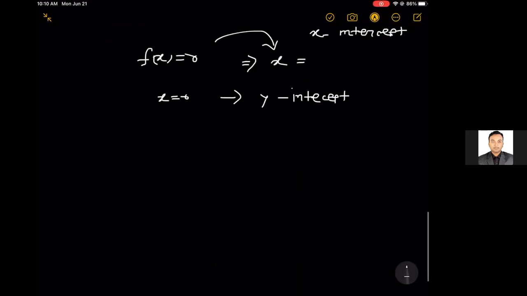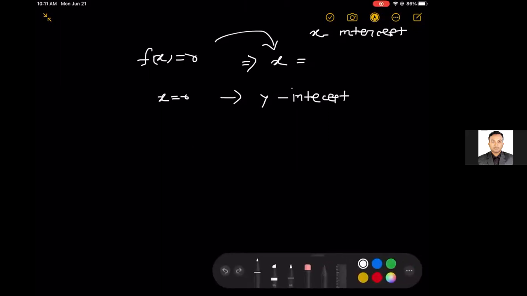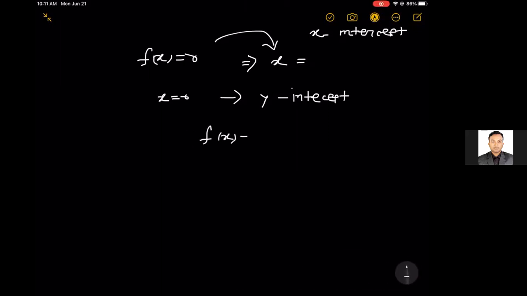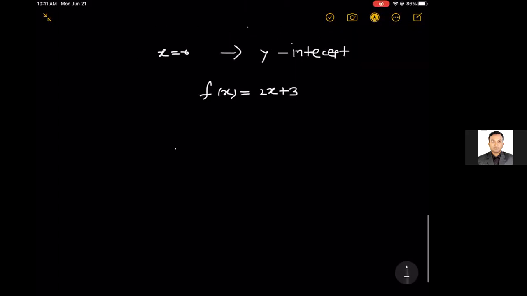For example, if you have, let's say, f of x equals 2x plus 3. So if you set this to 0 and solve it, 2x plus 3 equals 0. If we solve it for x, you'll have negative 3 halves. So this will be your x-intercept.